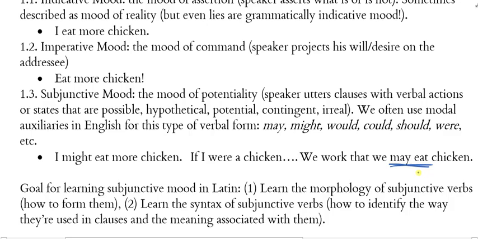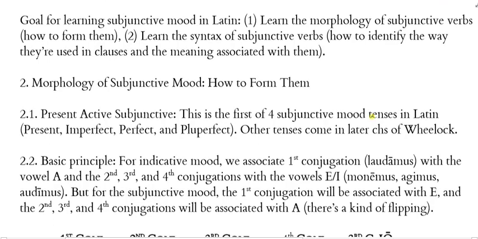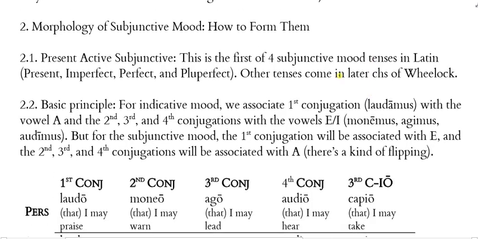Now, the goal for learning subjunctive mood in Latin is, first of all, to learn the morphology of subjunctive verbs. That is, morphology is how you form words. And then, two, learn the syntax of subjunctive verbs. That is, how to identify the way they're used in clauses and to understand the meaning associated with them. So let's start with the morphology of the subjunctive mood verbs. How do we form them?